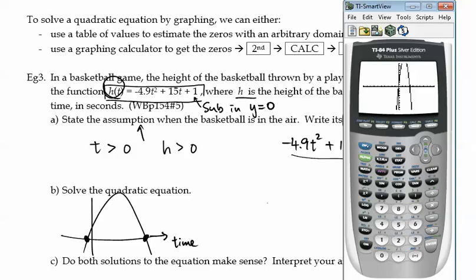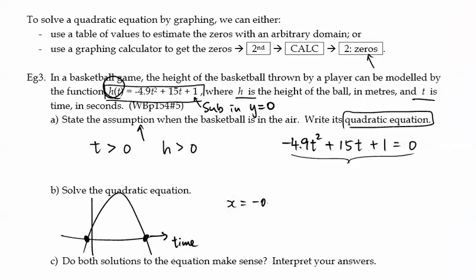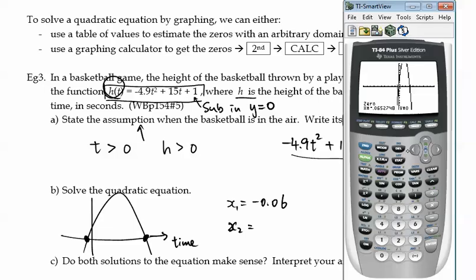And on my calculator, I can find the zero or the x-intercept by choosing a left bound, press enter, and then a right bound to find the point. This is one solution. We have another solution. Second, calculate the zeros, and find the root in between.